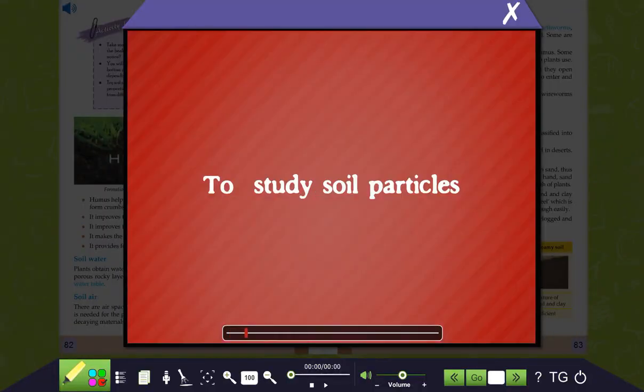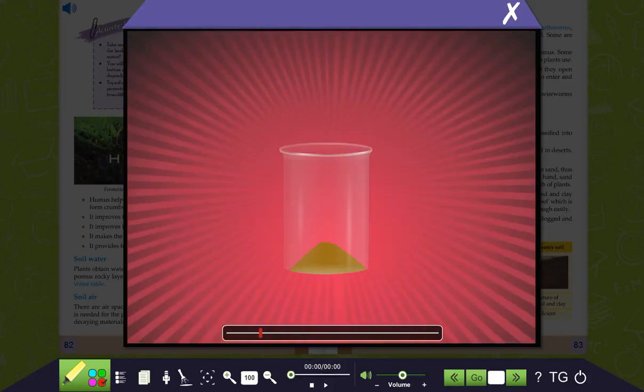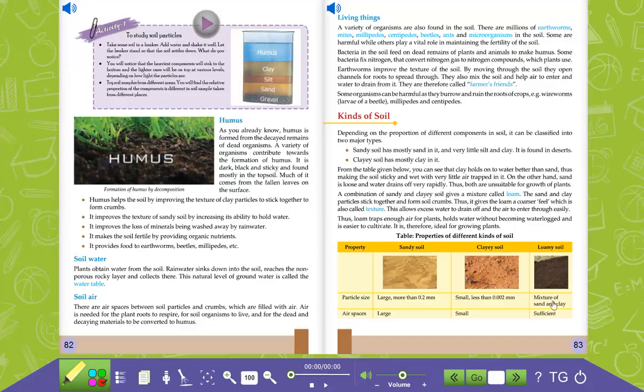Activity 1. To study soil particles. Take some soil in a beaker, add water and shake it well. Let the beaker stand so that the soil settles down. What do you notice? You will notice that the heaviest components will sink to the bottom and the lighter ones will be on top at various levels, depending on how light the particles are. Try soil samples from different areas. You will find the relative proportion of the components is different in soil samples taken from different places.